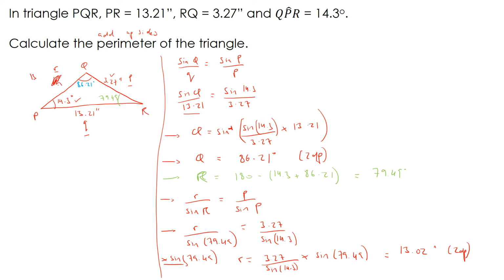R is 13.02 inches. Remember, you're asked to find the perimeter. So to find the perimeter, just add up all the sides. 13.21 plus 3.27 plus 13.02. So 13.21 plus 3.27 plus 13.02 gives me that the perimeter is, oh, lovely, 29.5 inches.